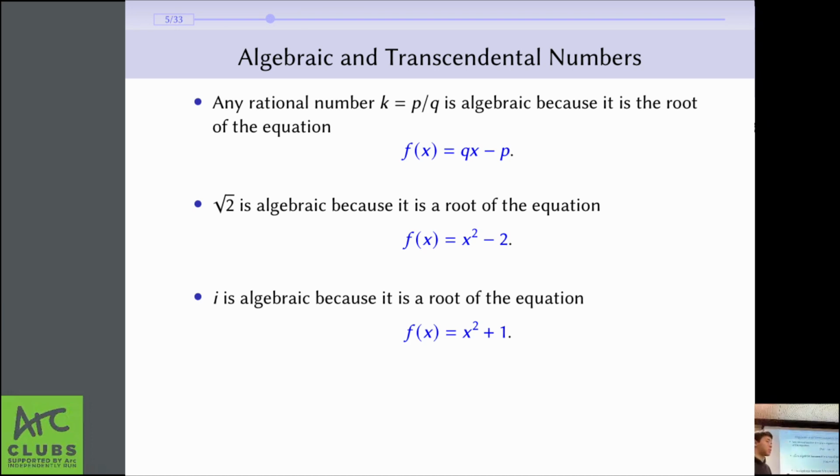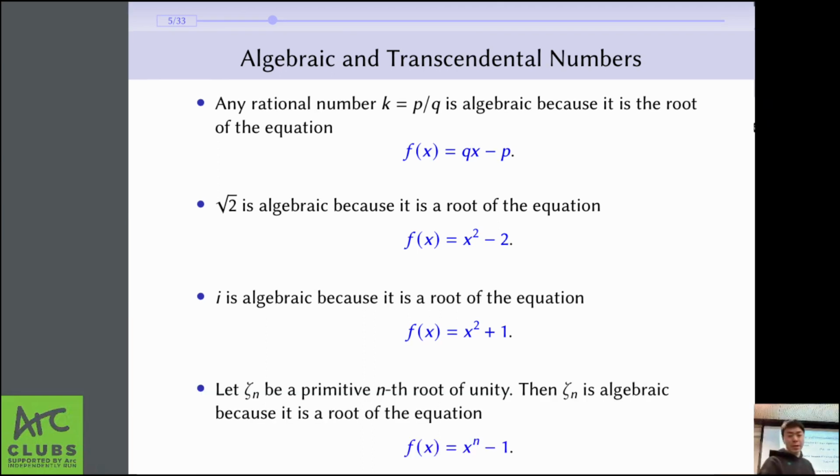i is also algebraic, right? Because it is a root of the polynomial x squared plus 1. And if you have a primitive nth root of unity, zeta n, then zeta n indeed satisfies the equation x to the power n minus 1. So it is also what we call algebraic.